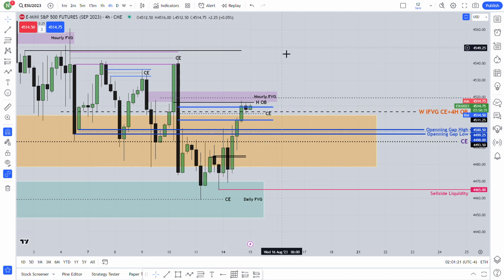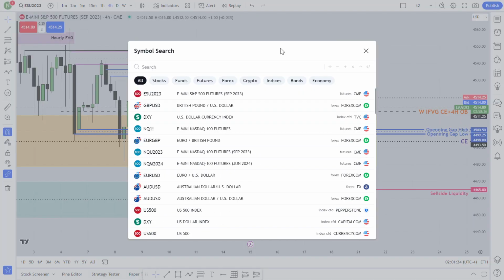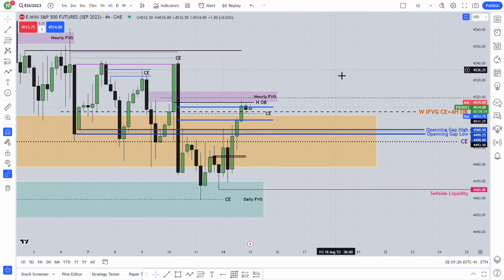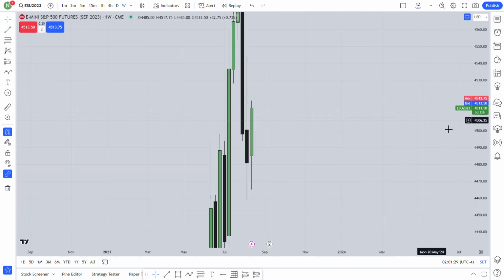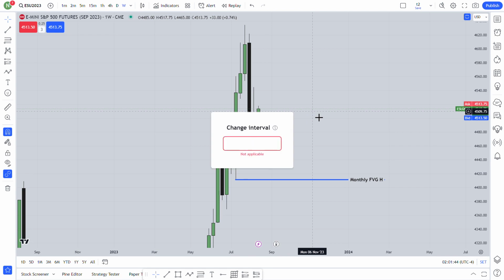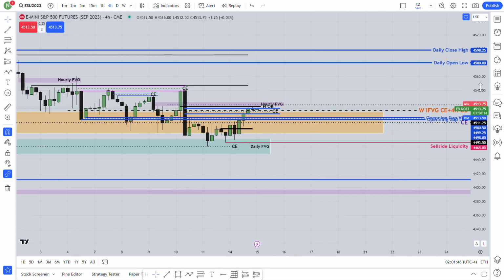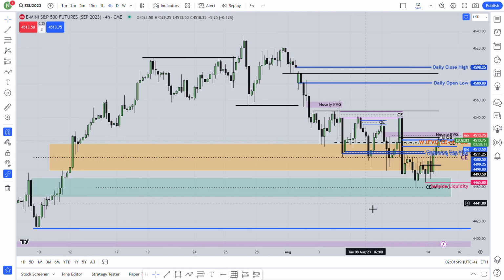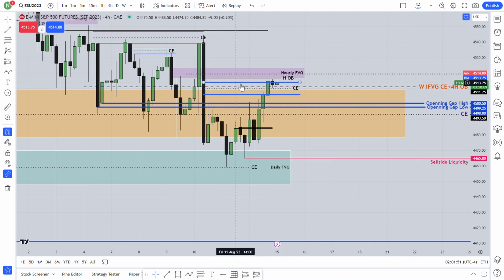If you go to the weekly chart, let's go to the weekly chart one more time. I'm talking about this fair value gap, this fair value gap CE. I explained it right. So this is the weekly I fair value gap, and the CE was that level. So this is the I fair value gap CE, and the 4-hour chart.